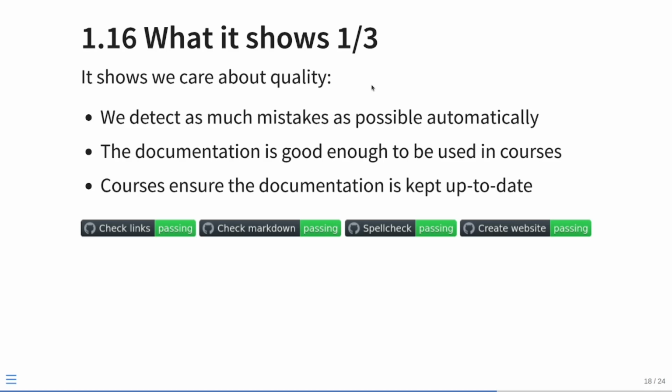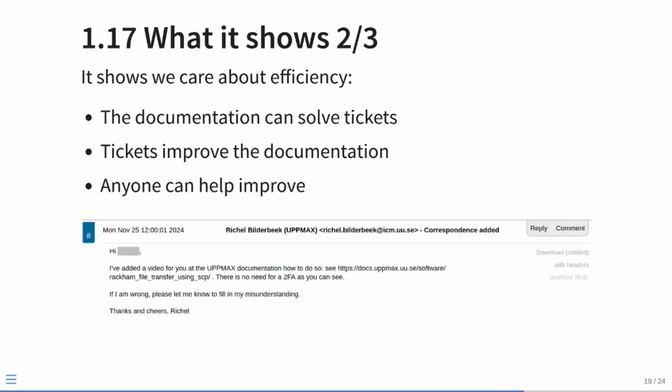But additionally it shows we care about efficiency. For example, we are efficient in solving tickets simply by sending a URL to the course documentation to solve it. And we use those tickets to improve the documentation. If a user highlights there's something missing, we add it. If a user doesn't understand the documentation, we improve it. And additionally, because it's on GitHub, anyone can help improve our documentation.